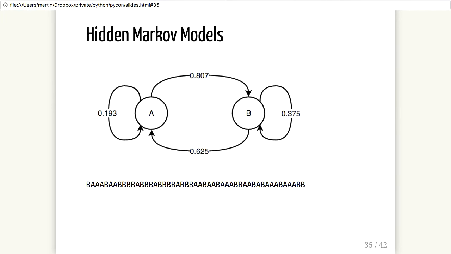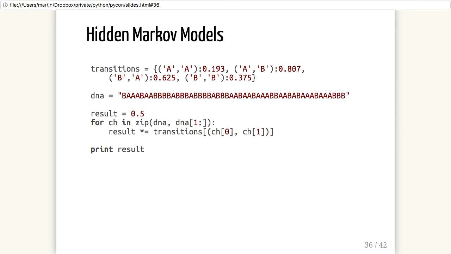Okay, so when I looked at this problem, I thought, this looks very much like a graph. We've got 2 vertices, 4 edges, and so we could model it as a graph. Using Python, to me, it seemed natural. If we're modeling a graph, we have a dictionary. So I created a dictionary called transitions. And because in Python a dictionary key can be a tuple, we can say A to A is 0.193, A to B is 0.087. So we've modeled that finite state machine, that Markov model.